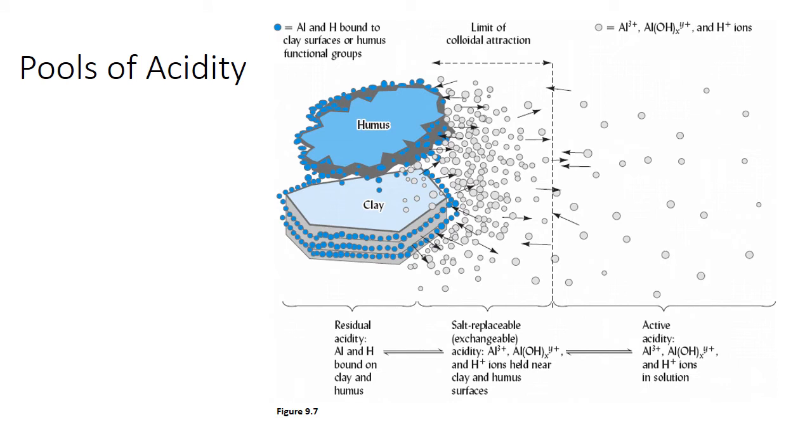So our pools of acidity, again, are the residual, the salt replaceable, and the active. The active is what's dissolved and floating around in the soil solution. The salt replaceable or exchangeable is what is on the CEC and can readily be exchanged with cations that are dissolved. And then residual is what is bound up as part of the clays and part of the humus or the soil organic matter.